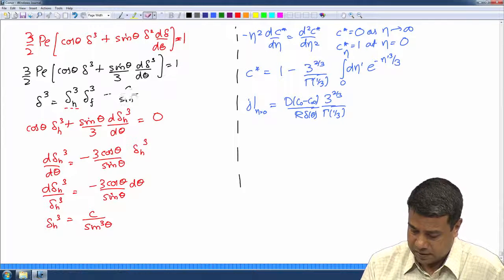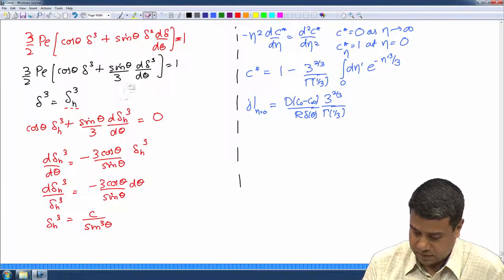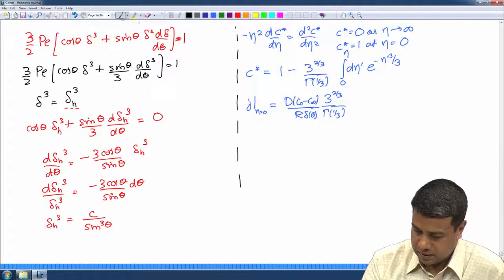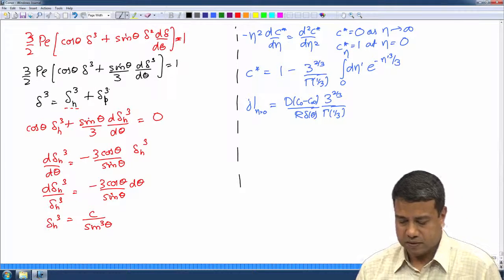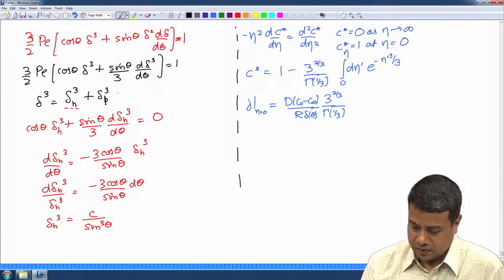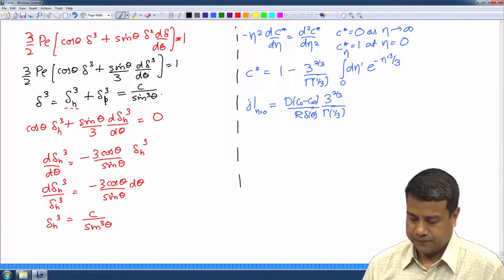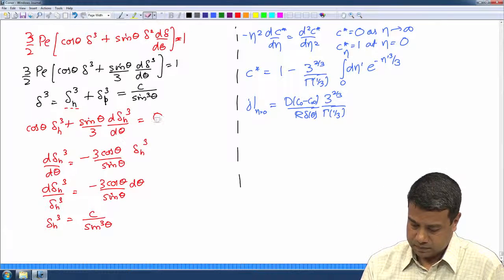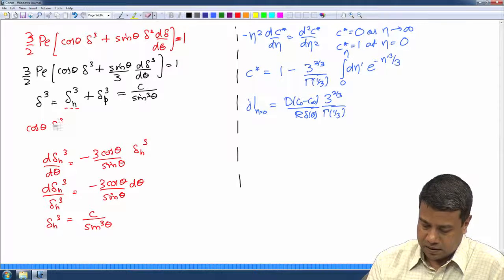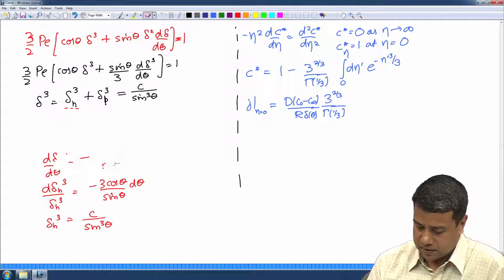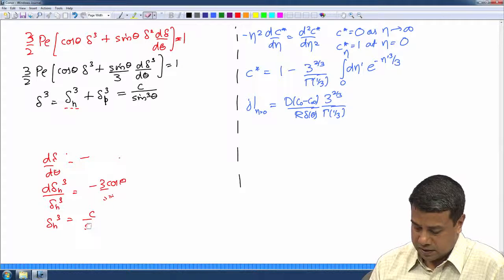So, let me write this. I should write this as a sum of a homogeneous solution, plus a particular solution. That homogeneous solution I have just got, for the homogeneous boundary condition, c by sin cube theta. What about the particular solution? The solution of the particular equation, it is any one solution of the inhomogeneous equation.